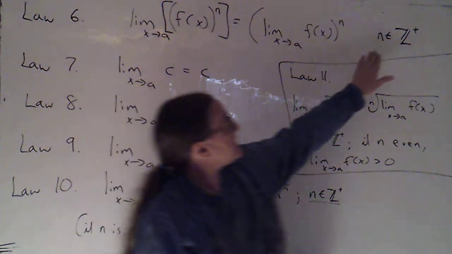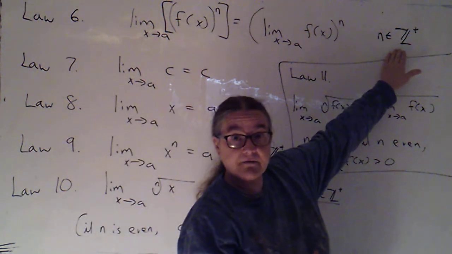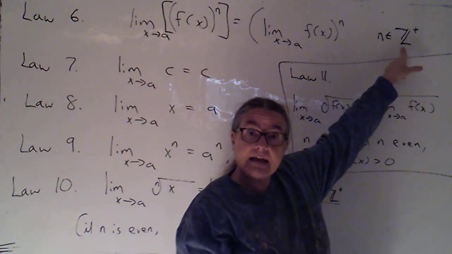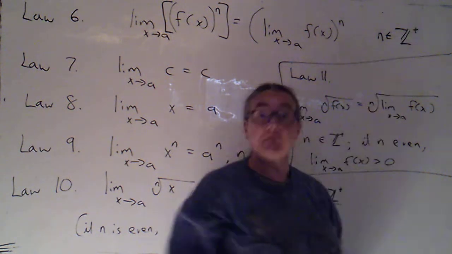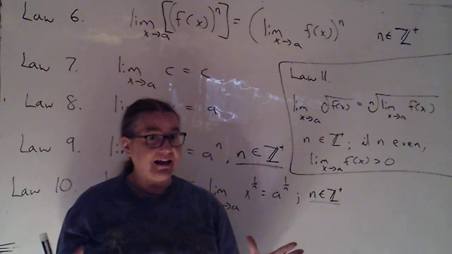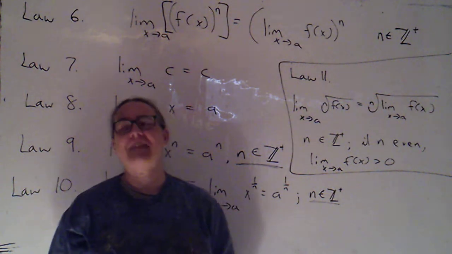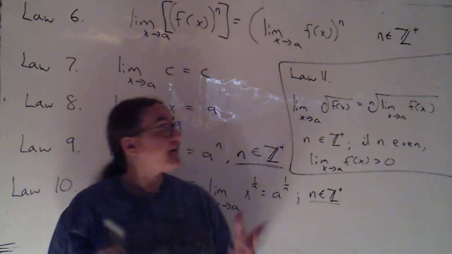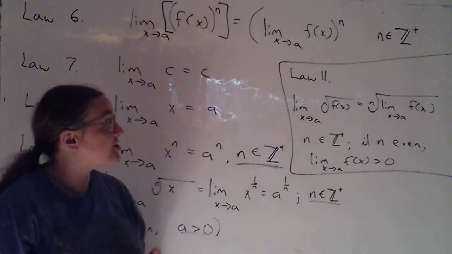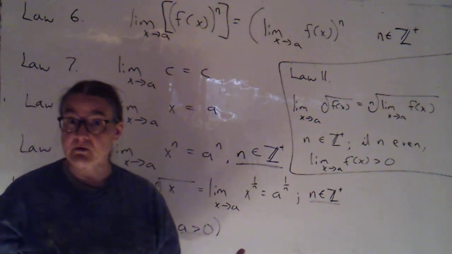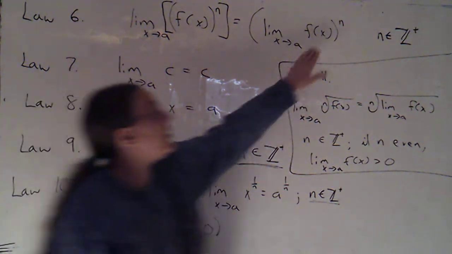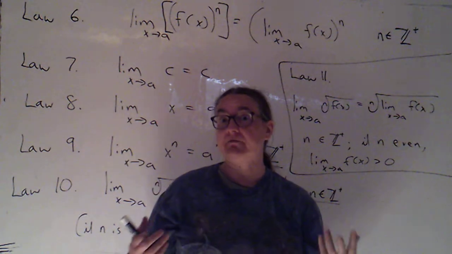Now, your book specifies that n has to be a positive integer. That's what this means right here. That fancy Z means the set of all integers. When I put a little plus sign on it, it means we're talking about positive integers. Now, that's not to say that this is only true if n is a positive integer. In fact, I've told you that this is essentially true if n is a fractional exponent, so that we're taking roots. Okay? It's actually going to be true for all powers as long as what we have is defined.